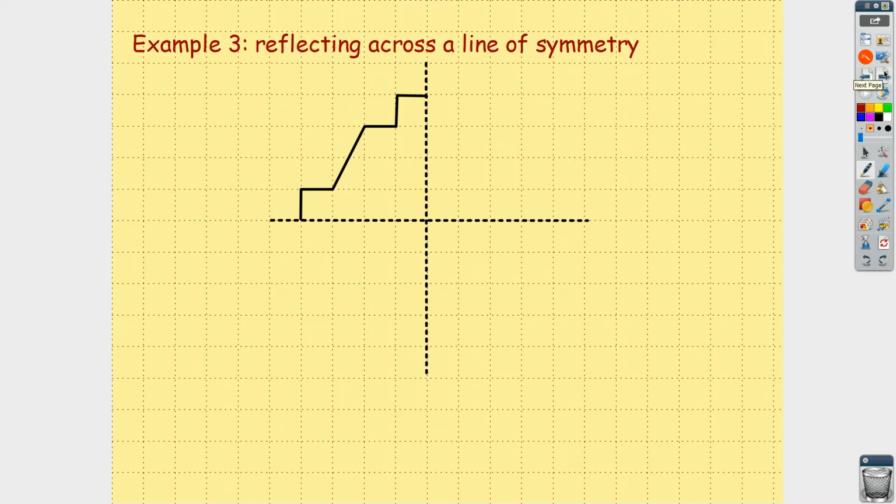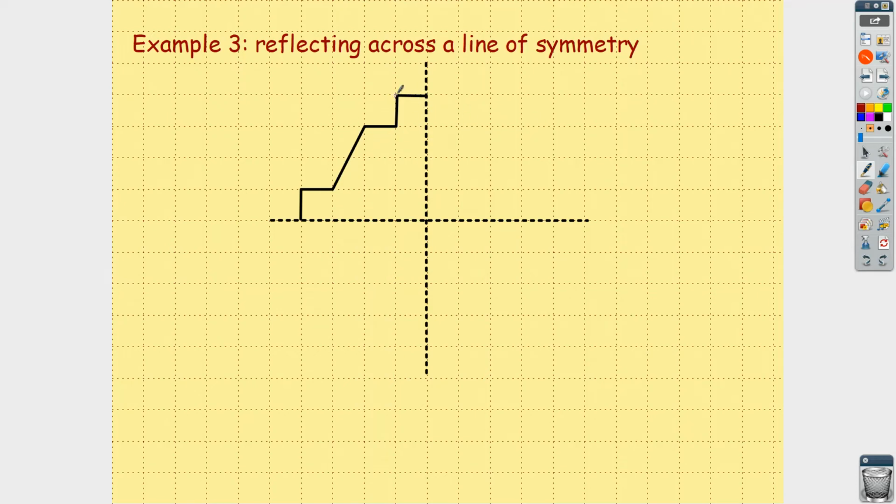The only difference between this and the previous examples is we have 2 lines of symmetry to deal with. Okay, so all we do is deal with each one separately. Okay, and what we'll do, just as an example of this, is we'll go through looking at the vertical line of symmetry first, and we're going to reflect this shape across here.